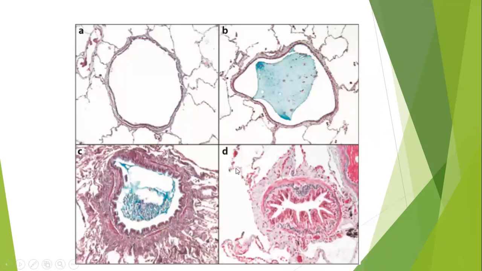Okay, see some more pictures. B is a mucus plug within a bronchus. C, within the lumen, you can see inflammatory cells. D is thickening of the bronchus because of smooth muscle hyperplasia and fibrosis. So around the bronchus you can also see fibrosis. Next slide.